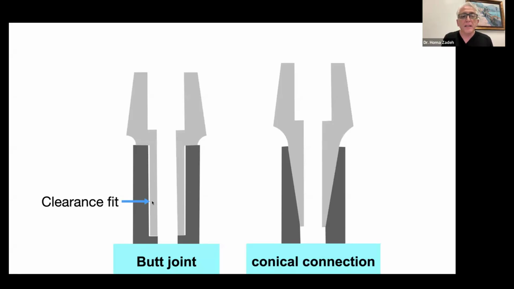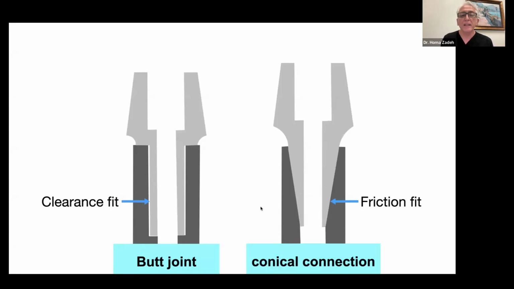And there has to be a clearance for a cylinder to fit inside of another cylinder. So there has to be a space there. In contrast, with a cone in cone or conical connection, you can have a friction fit, so you can visually see that it is a much more secure fit.